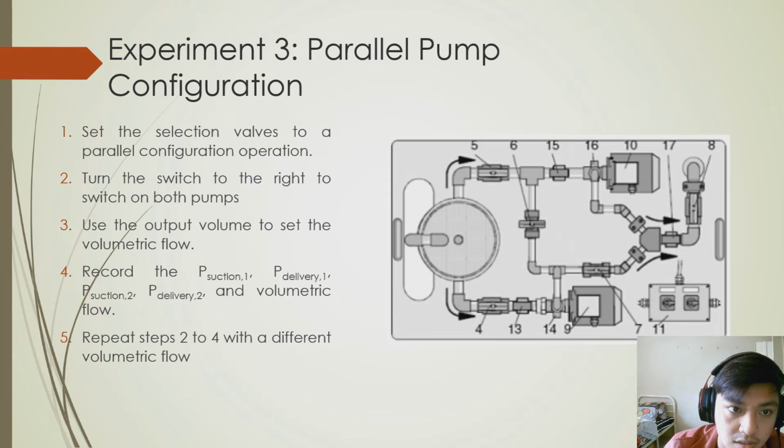And lastly, experiment 3, parallel pump configuration. First, we set the selection valve to the parallel configuration. For this experiment, we only open valve number 6. Turn the switch to the right to switch on both pumps. Use the output volume to set the volumetric flow. Record the pressure suction 1, pressure delivery 1, pressure suction 2, and pressure delivery 2, and volumetric flow. And lastly, we repeat steps 2 to 4 with a different volumetric flow.